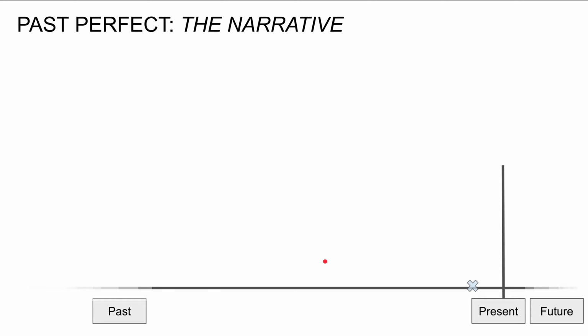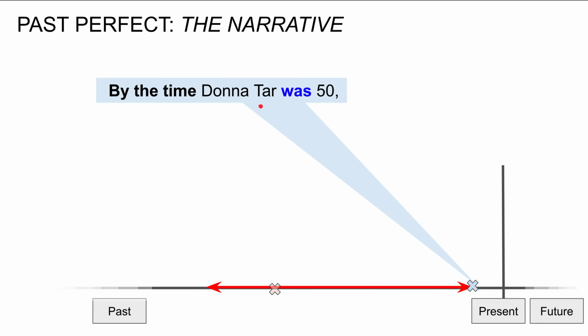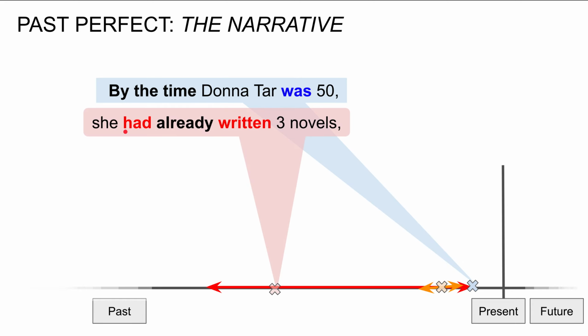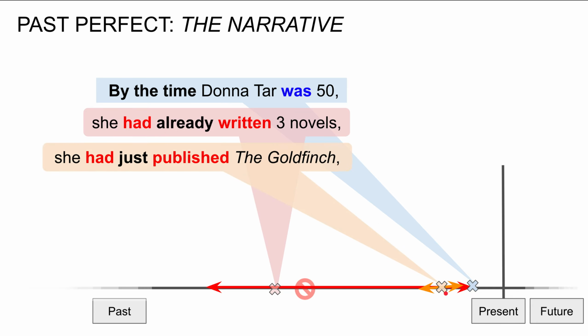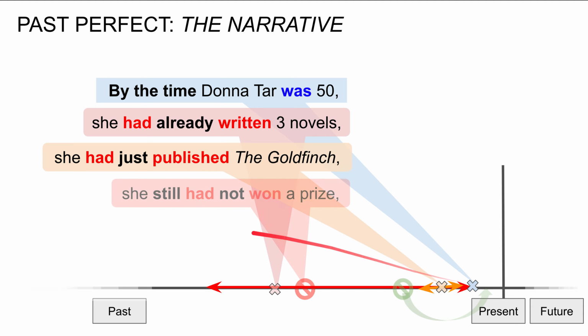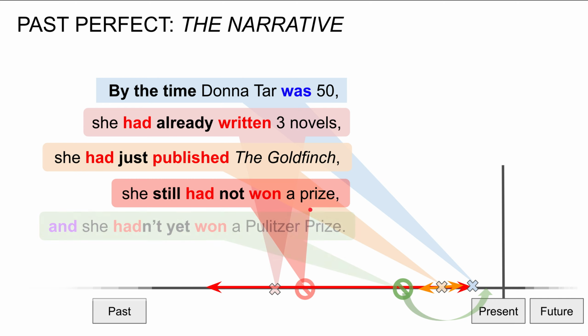So let's look at the narrative. By the time Donna Tartt was 50, she had already written 3 novels. She had just published The Goldfinch, and she still had not won a prize. And she hadn't yet won the Pulitzer. But she did later.